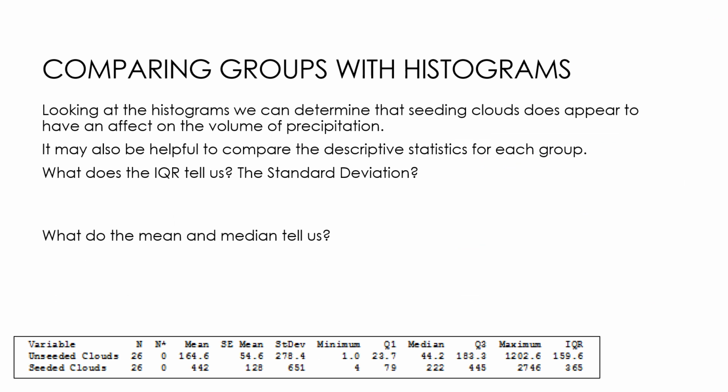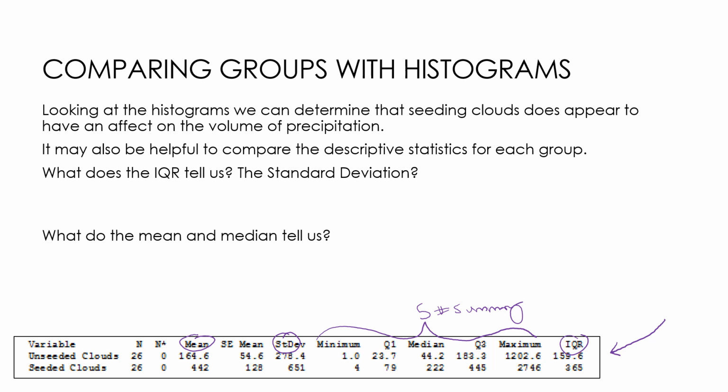So based on the histograms that we just examined, it's clear that seeding clouds does have an effect on the volume of precipitation. Another thing that we could do is take a look at the descriptive statistics for each group. Remember, last week we learned about descriptive statistics: the mean, the standard deviation, and then these values here, which would be the 5-number summary. And then, of course, the IQR, which is another measure of spread.